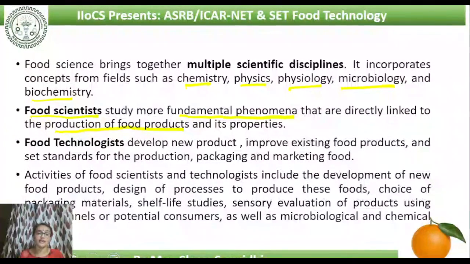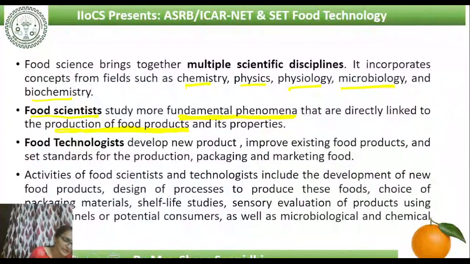Because of that, we are able to develop so many techniques in bakery technology. Also the caramelization technique. So many caramel products are there because of that. That food scientist developed one theory, and taking that theory, we have developed new products, right? That is why the study of fundamental phenomena is always directly linked to the production of food products. Are you able to connect it now?